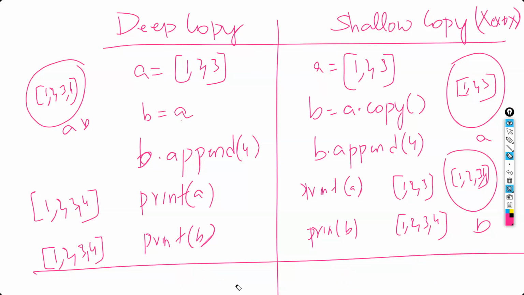Now you can write in the notes step by step. If it is clear, write in the notes. If it is not clear, first ask me before writing. Ask me whatever questions you have. Dot copy will create a Xerox. If you don't write dot copy, by default it is the same object.